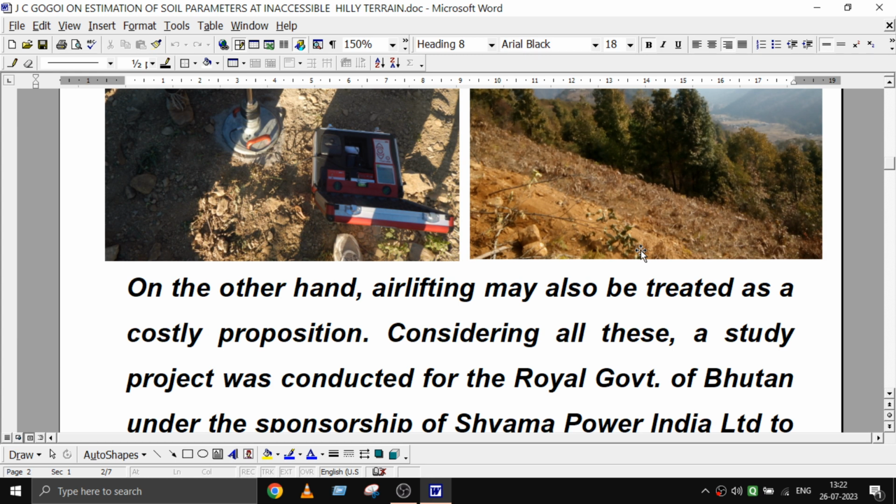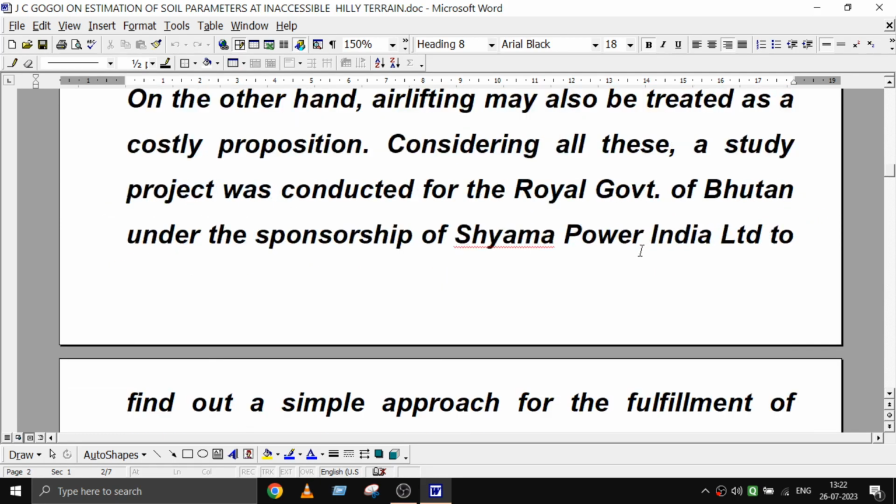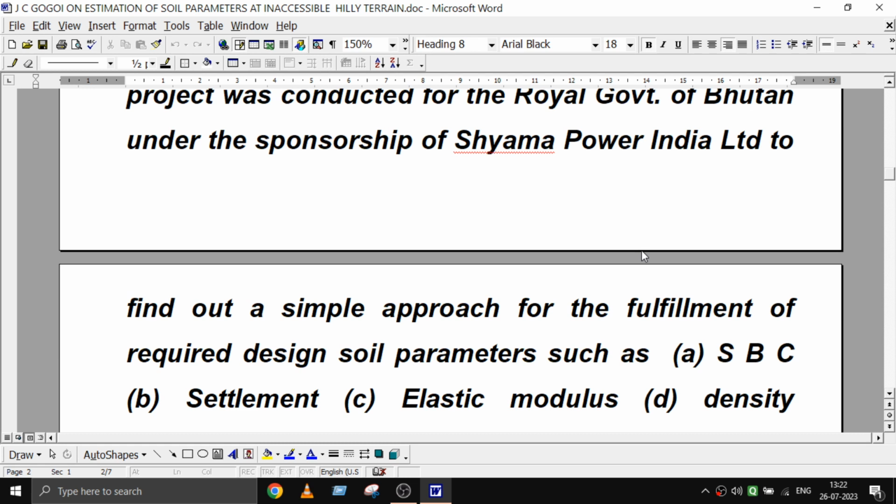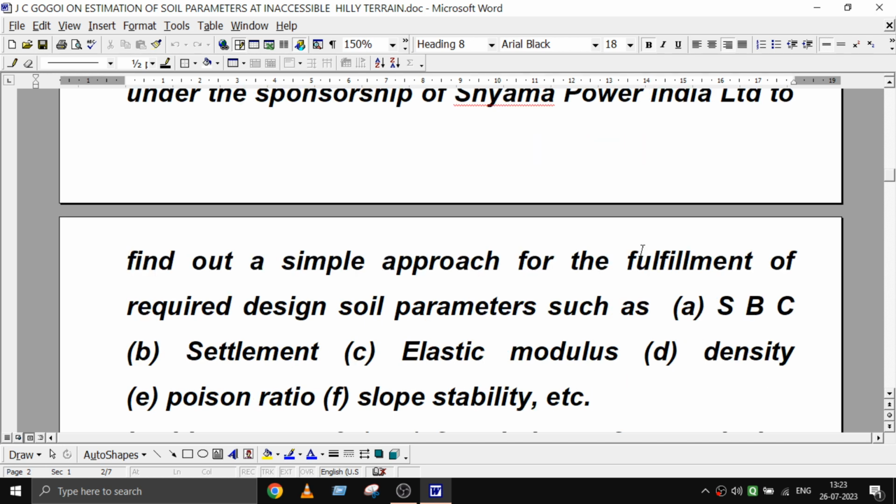Considering all these critical problems, a study project was conducted for the Royal Government of Bhutan. The project was sponsored by Shama Power India Limited to find out a simple approach for fulfillment of our design soil parameters such as SBC, settlement, elastic modulus, density, Poisson ratio, slope stability.